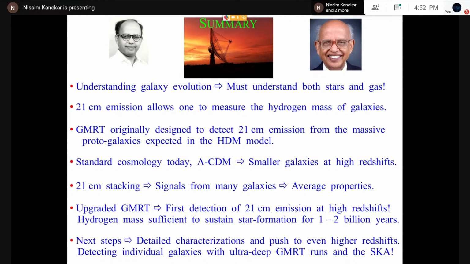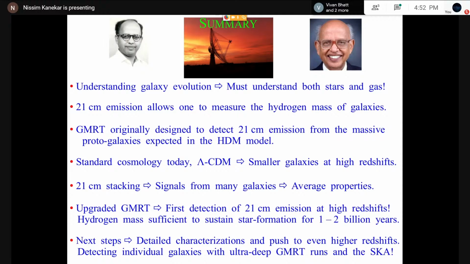The 21 centimeter stacking allows you now to combine the 21 centimeter signals from many galaxies that are within your telescope field of view and measure their average properties. And with the upgraded GMRT, Aditya Chowdhury and our group has finally made the first detection of 21 centimeter emission at very high redshifts of 1, and we find that the hydrogen mass is sufficient to sustain star formation for only about 1 to 2 billion years. And this provides an explanation for why star formation activity in galaxies declined precipitously at redshifts below 1 after the epoch of galaxy assembly.